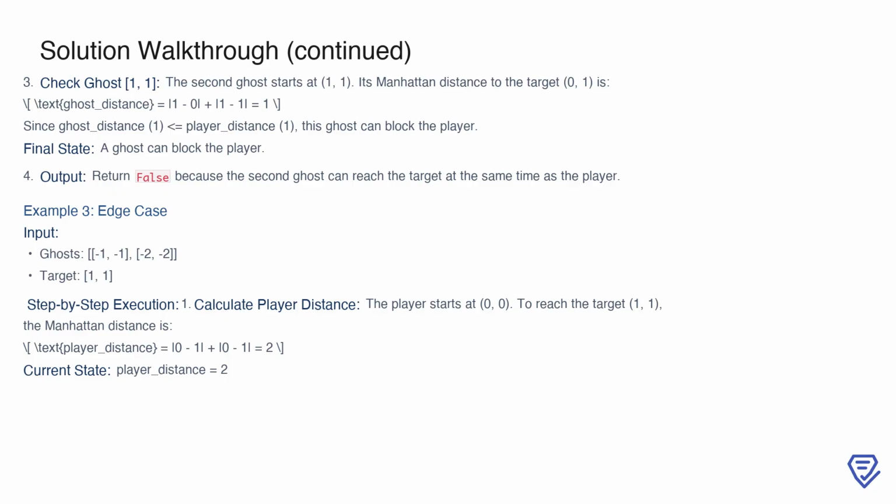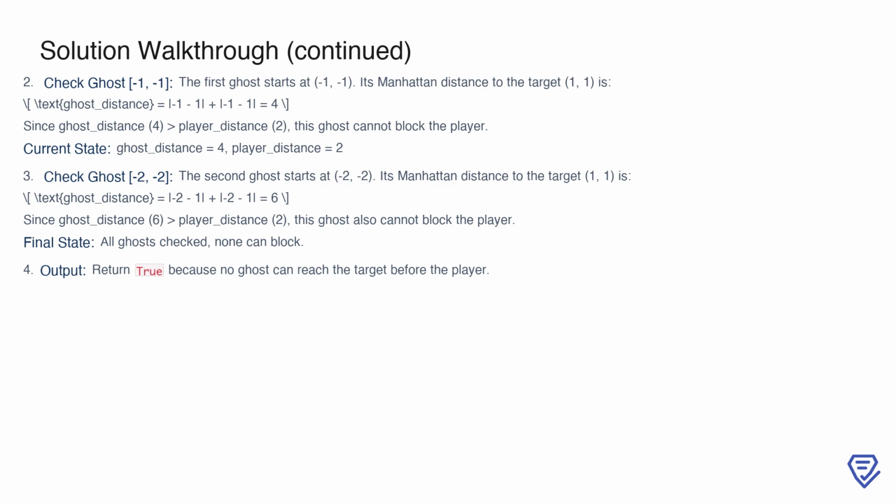With this scenario covered, we can now move to an edge case to illustrate a different situation. In the edge case presented, the player starts at 0, 0, and the target is at 1, 1. Calculating the player's distance to the target, we find it is 2. Now, we examine the first ghost, which begins at -1, -1. Its Manhattan distance to the target is 4, which is greater than the player's distance of 2. This means the first ghost cannot interfere with the player's escape.